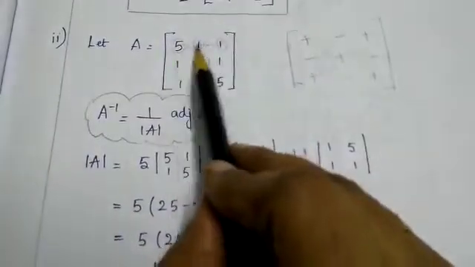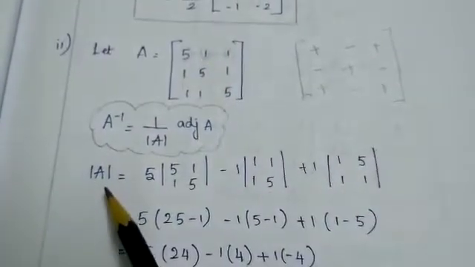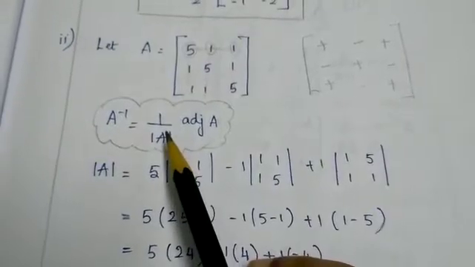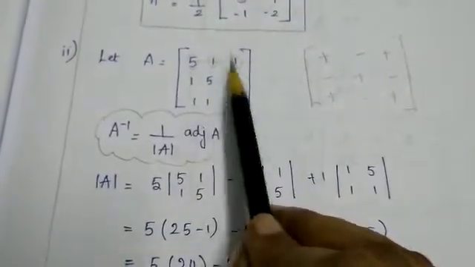So the first row is enough for finding determinant A. We're not finding the cofactor, we are finding the determinant. For finding the determinant, only the first row is enough.